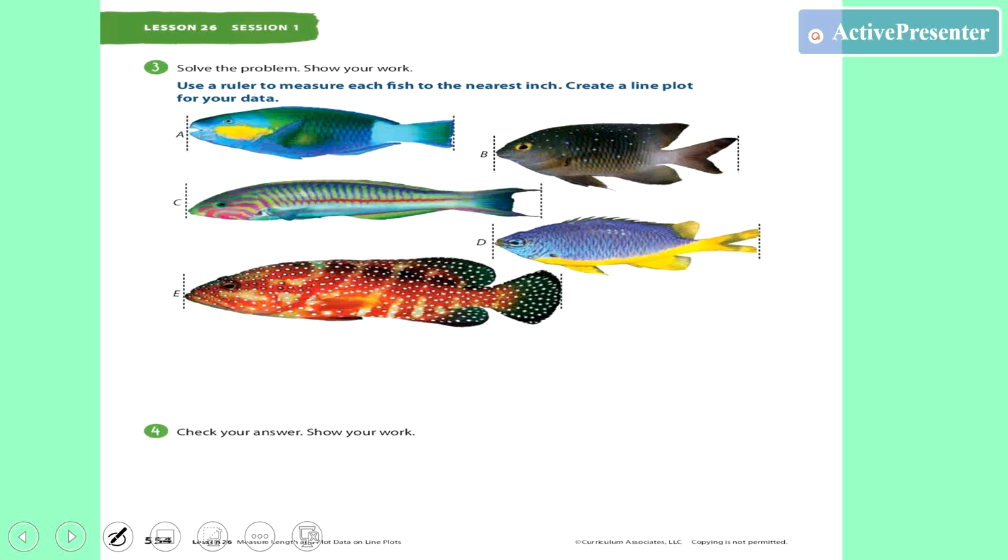So that's it for how to make and use a line plot to show data and to find out information from a line plot. One of the reasons why we did this is because it has to deal with measuring. And next time on Lessons with Miss D, we'll be talking about other kinds of measuring.